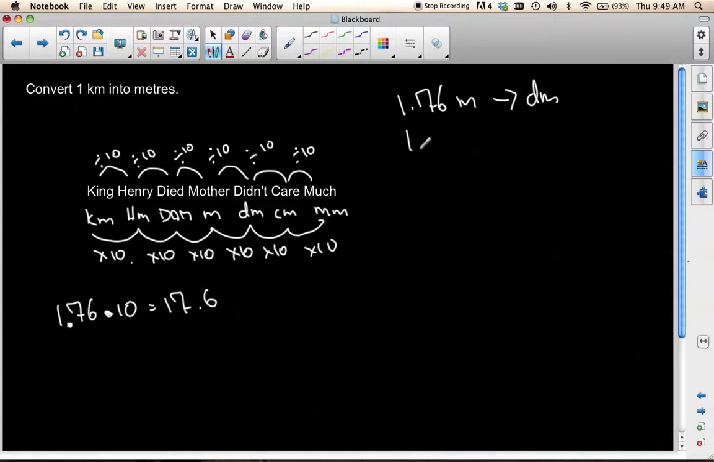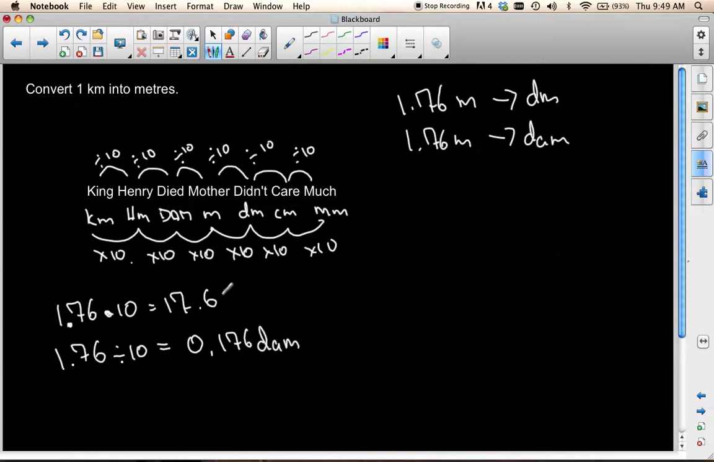Or if we're going to take this 1.76 meters, let's go into decameters. Okay, so 1.76 meters and we're turning it into decameters. We're dividing by 10, which means we're going to move the decimal one space over, which is going to give us 0.176 decameters. And the mistake that I made over here, guys, is that I did not put in the units. You need to always make sure you have the units.